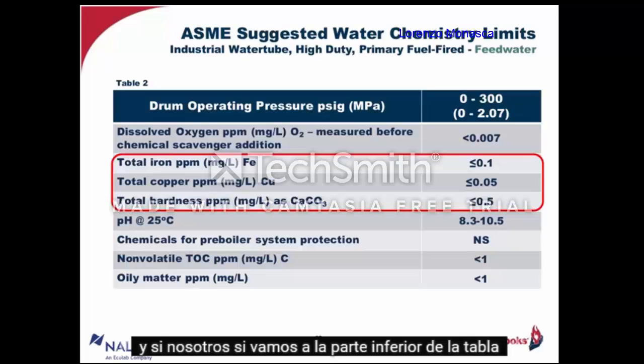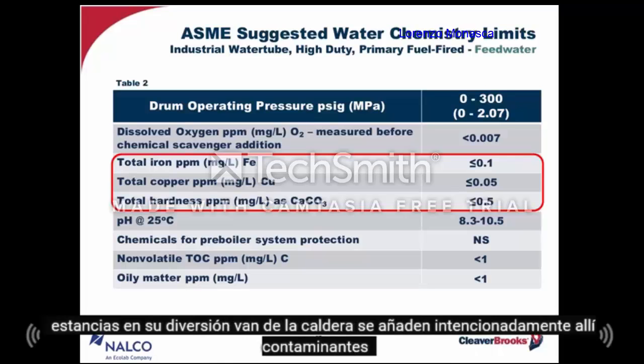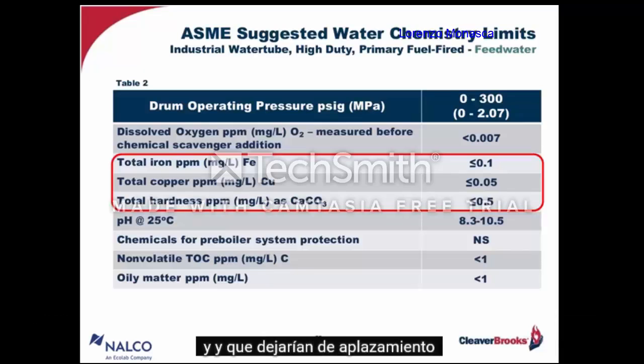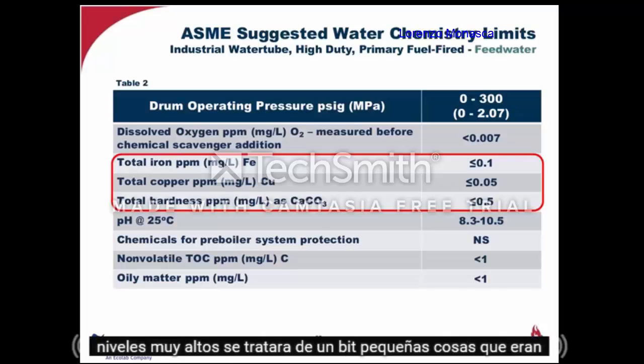And if we go down to the bottom of the table, they provide recommendations for oily matter and also for non-volatile total organic carbon. That's what the TOC stands for. So non-volatile, total organic carbon, that's the stuff that stays in your boiler. And quite often, those are contaminants or intentionally added treatments. And they would lead to carryover if the levels were very high. So those are things that we're also very interested in accumulating in your boiler.